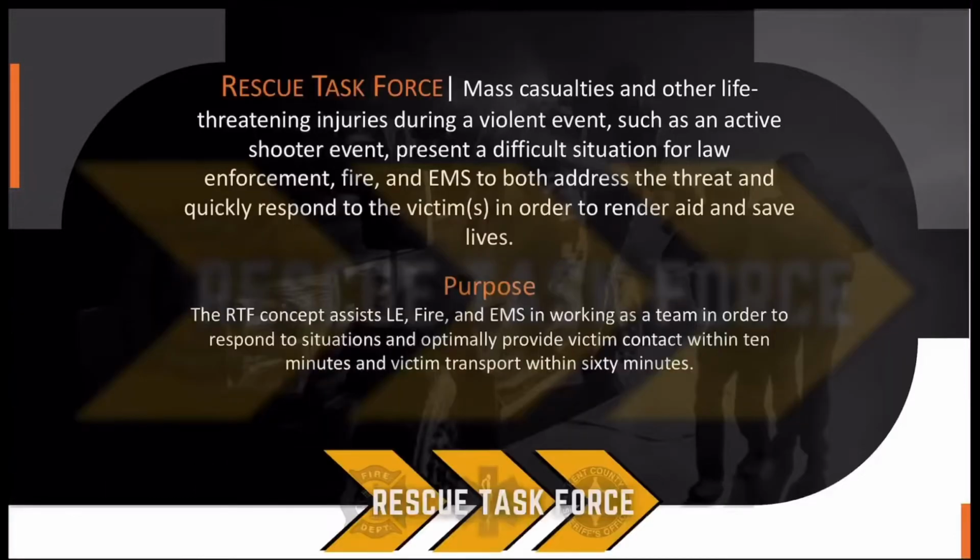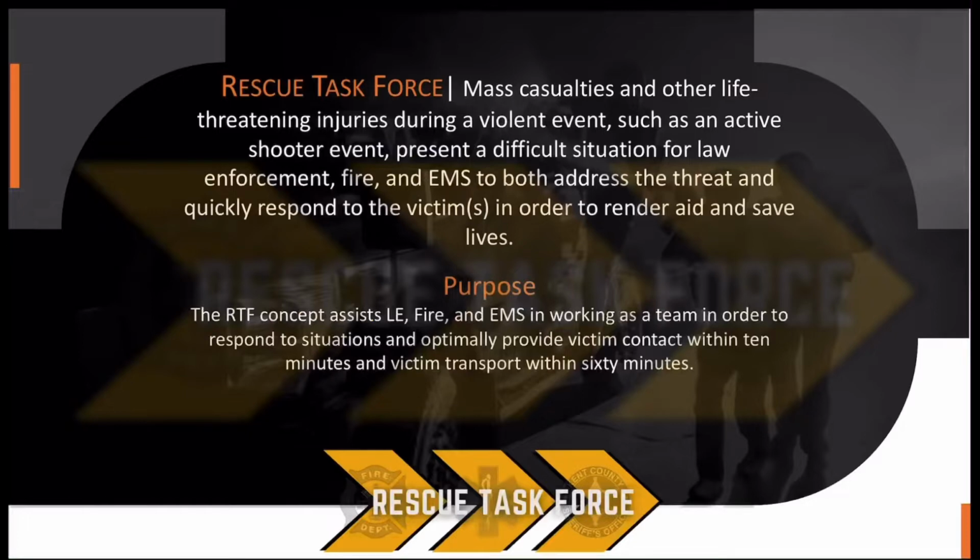So what is Rescue Task Force? Rescue Task Force is something that would be implemented during an active assailant incident. So that could be an active shooter or any type of situation where there would be a violent event happening is when we would use Rescue Task Force. The purpose of Rescue Task Force is to have a team consisting of our law enforcement partners and fire department to go in and start assessing, triaging, treating, and extricating patients that have fallen victim to this event.